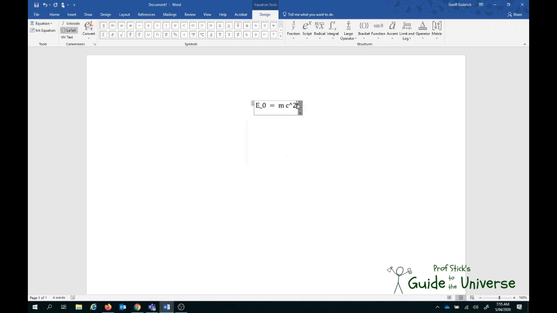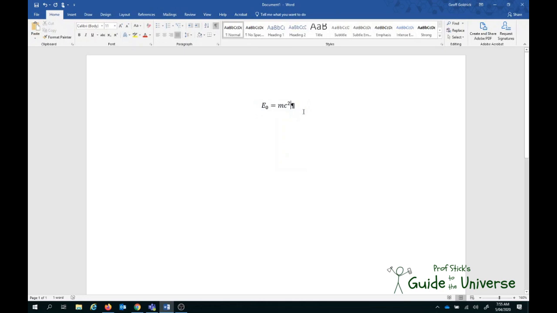I like the professional form. It centers the equation, but before I convert it, I'm going to copy it so I can use it later. And there's our equation. So we're going to edit that to the more general form.